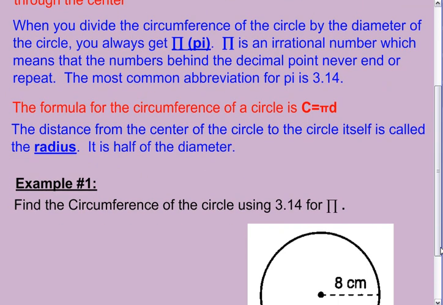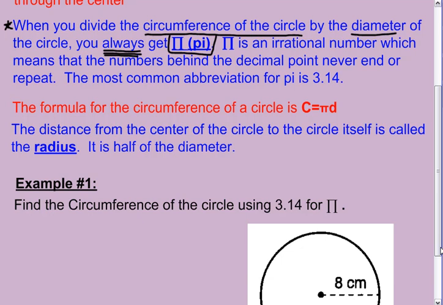Okay? Now look at this next note. When you divide the circumference of a circle by the diameter of the circle, you always get pi. 3.1415926535897932384... All right? Pi is irrational. It never ends and it never repeats. It goes on forever. But if you divide the circumference of a circle by its diameter, that's the number you always get.